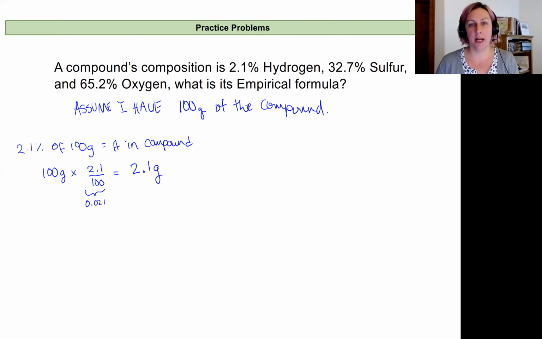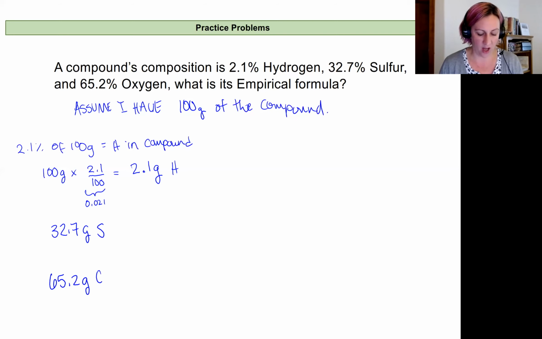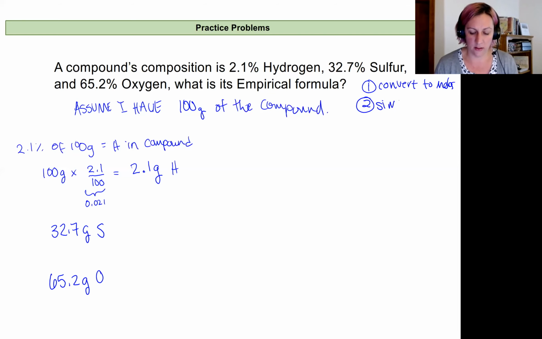And this is why I chose 100 grams to start with. It means that I can take that 2.1% of hydrogen and say, oh, well, I've got 2.1 grams of my total 100 grams. And so that means that for my sulfur, I'm going to have 32.7 grams of sulfur, and I'll have 65.2 grams of oxygen to start with. And now I have ended up at the starting point of my previous example where I determined empirical formula from masses. I have masses now. Now I just need to follow my 3 steps, which are 1, convert to moles, 2, simplify the mole ratio, and 3, write out my empirical formula.